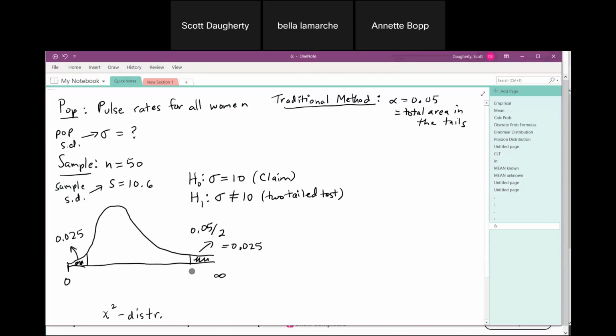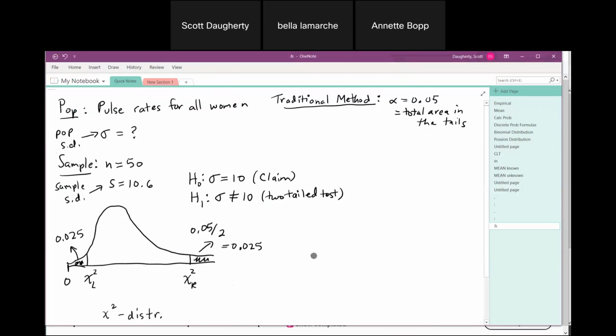And then we're going to find the chi-square values where this occurs, right? We want to find the chi-square value here, which has an area of 0.025 to the right of it. And also we're going to find the chi-square value here, which has an area of 0.025 to the left of it. So this is called chi-squared left. This one's called chi-squared right.